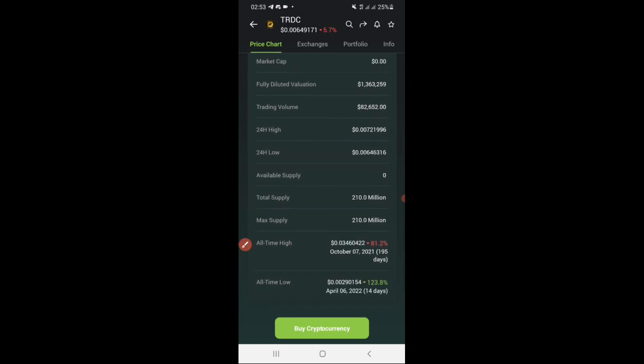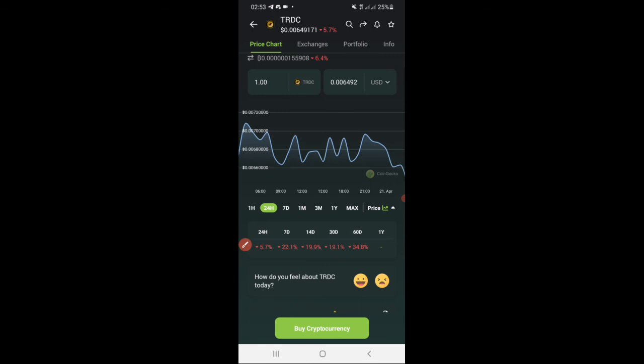The all-time low of this token is April 6th, and it's already a 123% gain from the all-time low. Now, this is not when it is high. This is when the market is a little bit down. Now look at the chart. See, this is where it is. Now imagine. Now let me show you something.